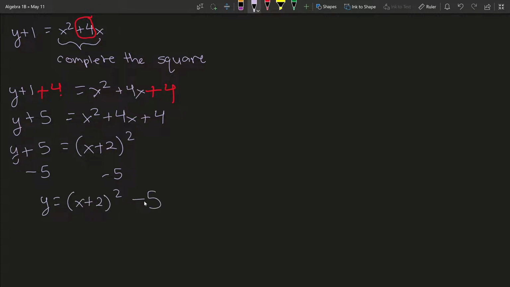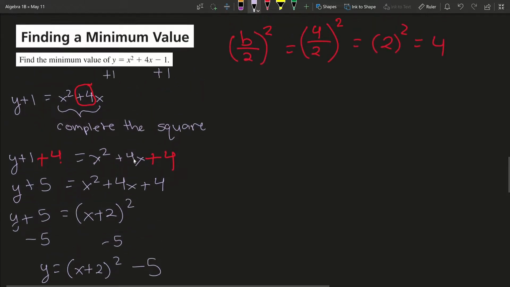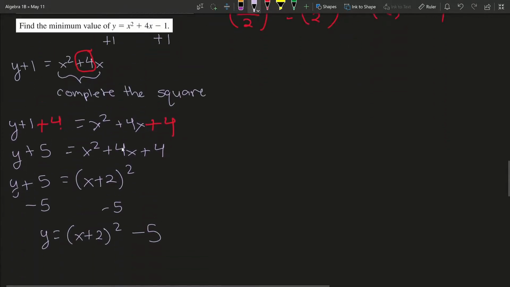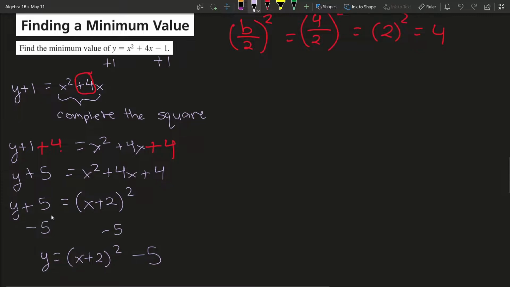And if you're confused as to why I'm moving this plus 5 to the right side, remember that we're trying to get to the vertex form. And in vertex form, y is all by itself here. Cannot have anything with the y. So everything other than y has to be moved to the right. There can't be anything in front of the y, it just has to be y only. So that's the reason why we move this 5. And now from here, this is in vertex form. So now we can use this to figure out more information.